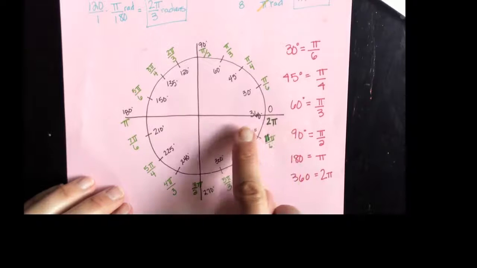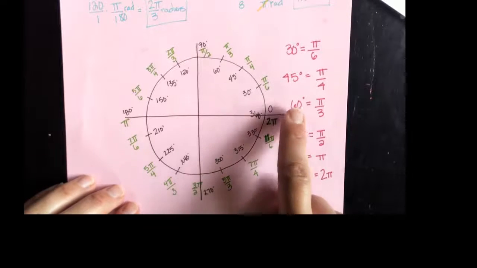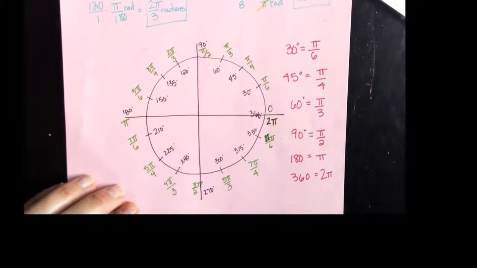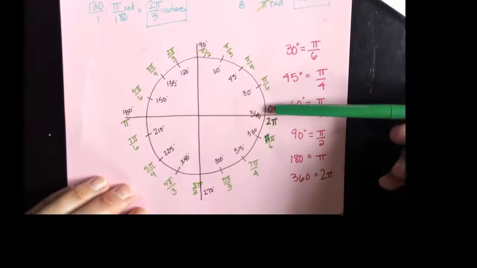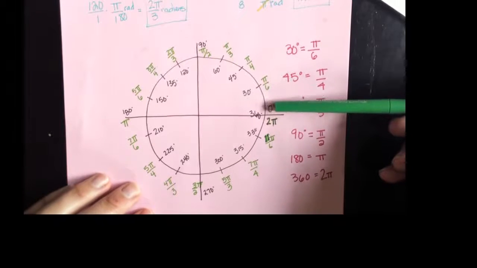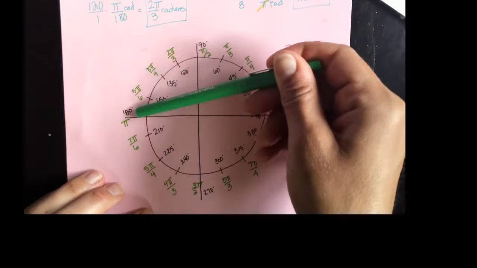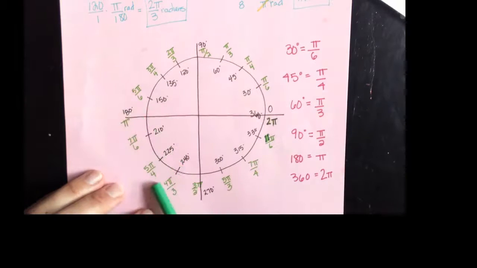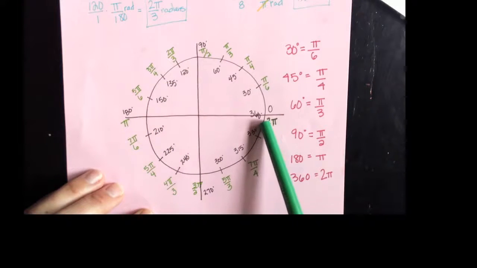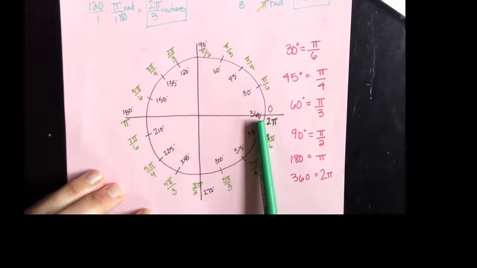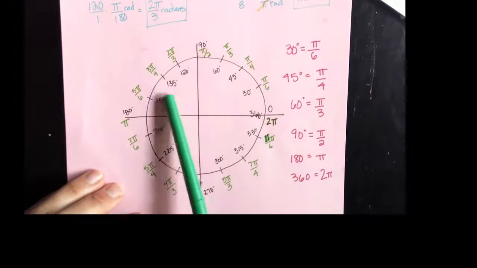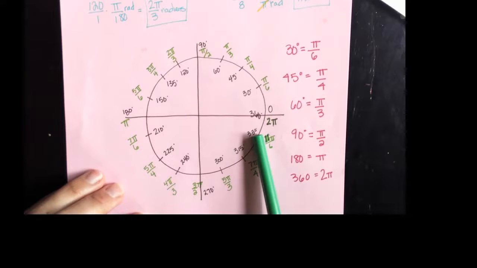You will find that when we go from 0 counterclockwise around, we hit 90, 180, 270, and then if we come all the way back around, you know that a full revolution is 360 degrees. So for the most part, I have my degrees on the inside.